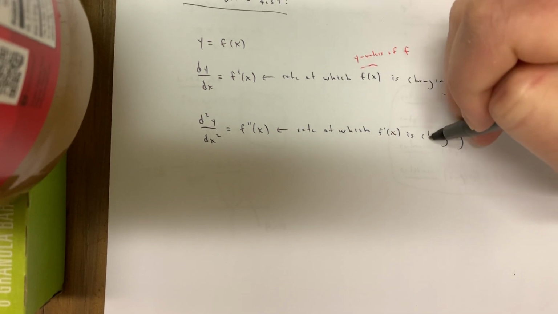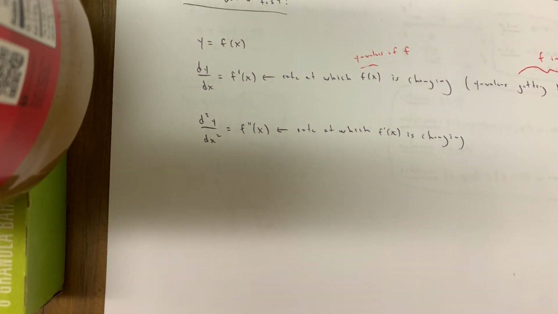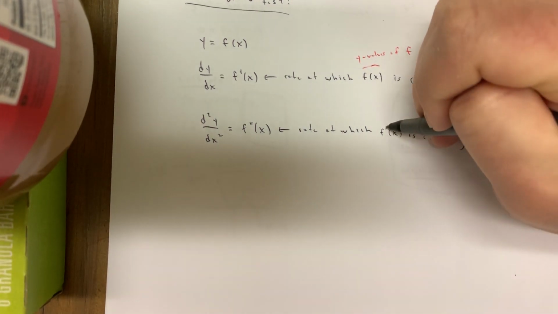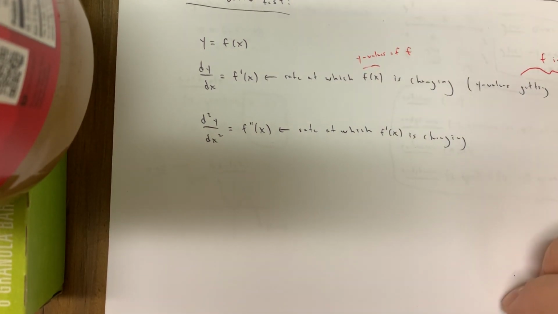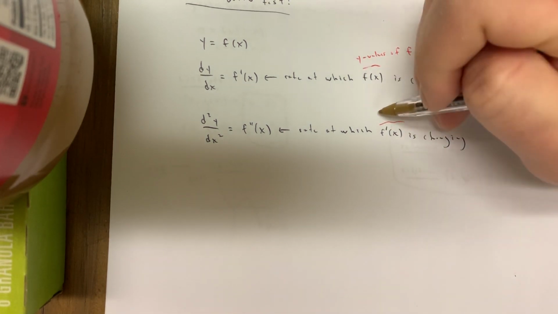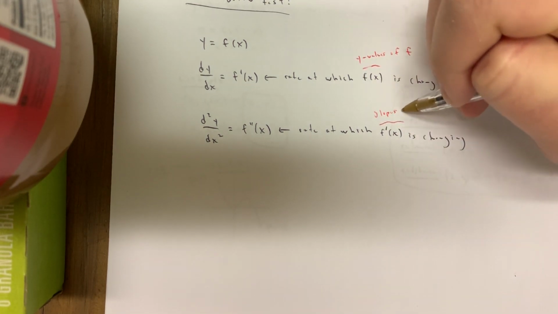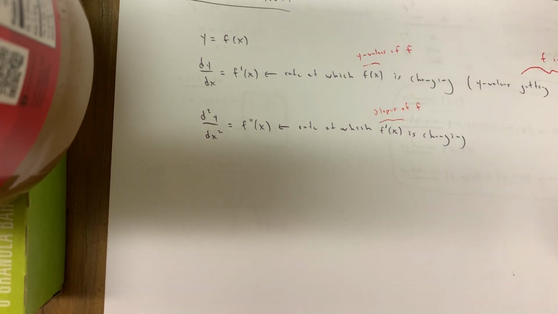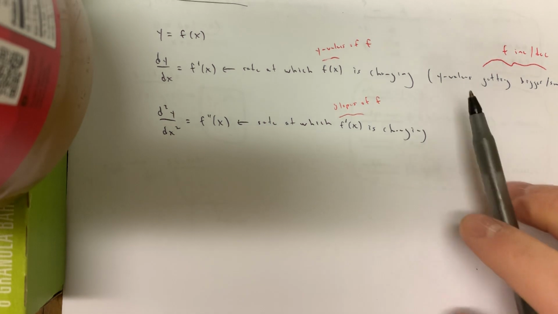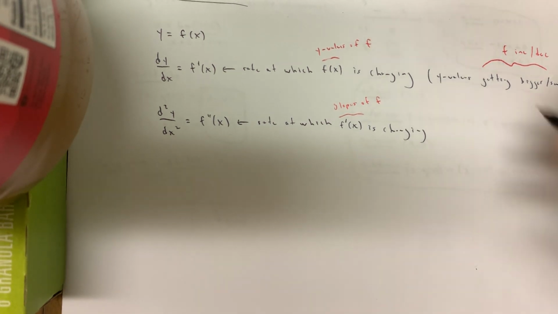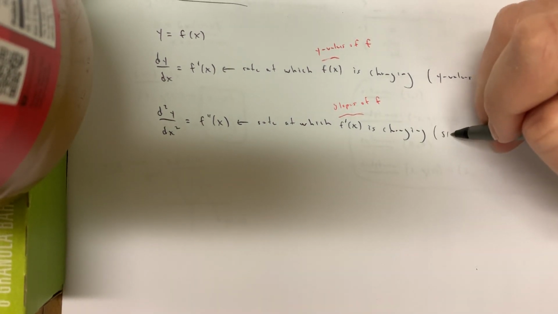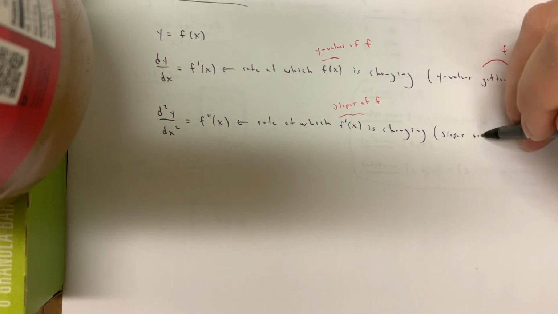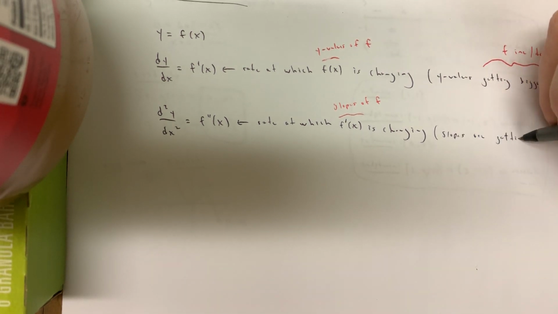In f prime of x, that doesn't represent the y values of f. We know the derivative represents, what's that 5-letter word? Rhymes with hope? Slope. Okay, so this tells you the rate at which the slopes of f are changing. And that's actually going to tell you if the slopes are getting bigger or smaller, just like the first derivative test tells you if the y values are getting bigger or smaller. Second derivative test tells you if the slopes are getting bigger slash smaller.